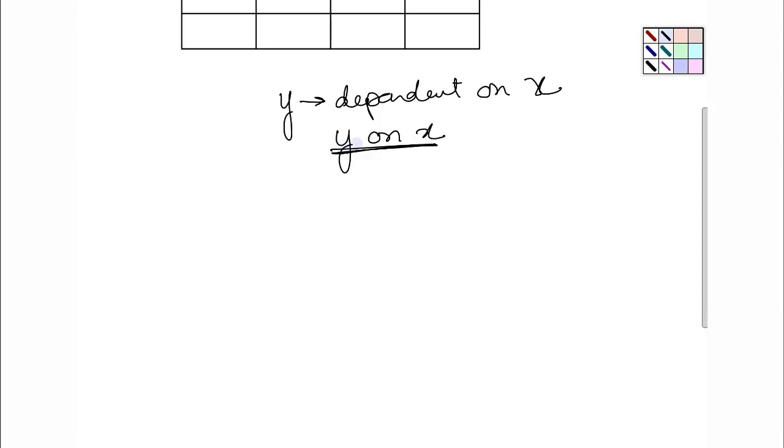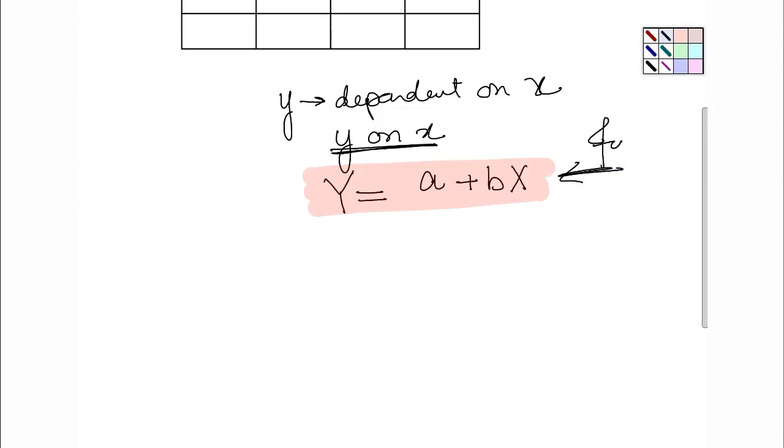Now, as y is dependent on x, y should be a function of x. So y should be equal to some function of x. And maybe if at all there is an offset, or mathematically an intercept. So y is a function of x: y is equal to a plus bx. This will be my final solution. This is my regression equation.